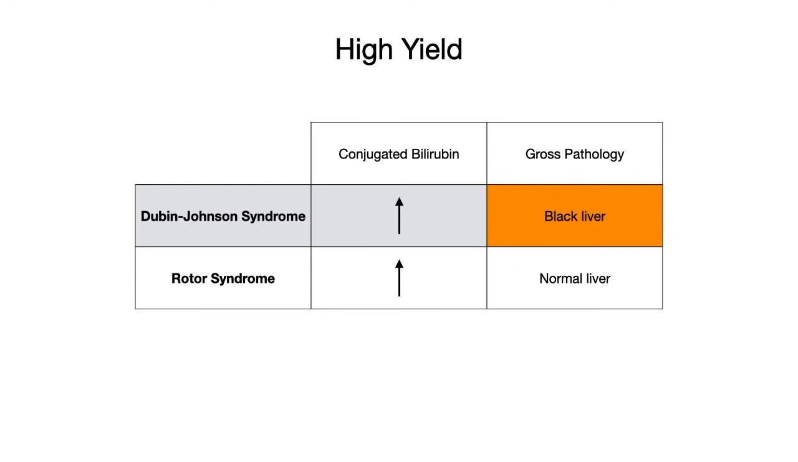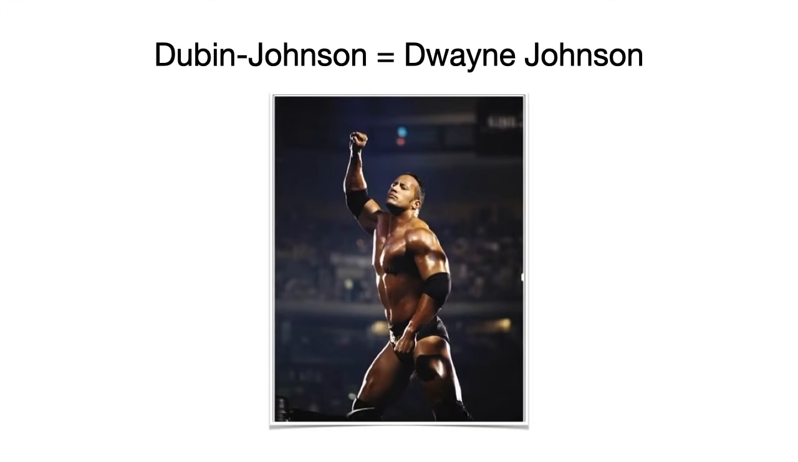Now I know what you're thinking. Dirty. If I have to memorize this, if this is as high yield as you claim it to be, what's your mnemonic? Well, when I think of Dubin-Johnson, I think of Dwayne Johnson. Dwayne Johnson, arguably the greatest wrestler of all time, Dwayne "The Rock" Johnson, is part black. And that reminds me that in Dubin-Johnson, or in Dwayne Johnson, you get a black liver. Finally, The Rock has come back to dirty medicine.